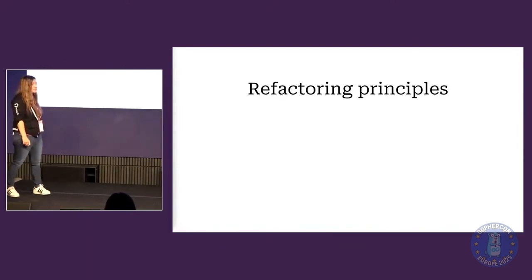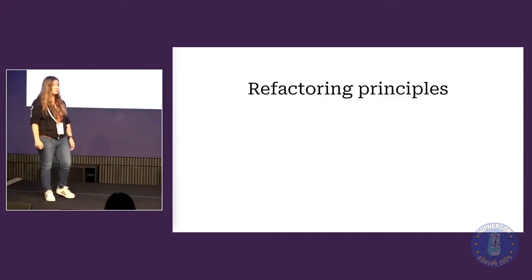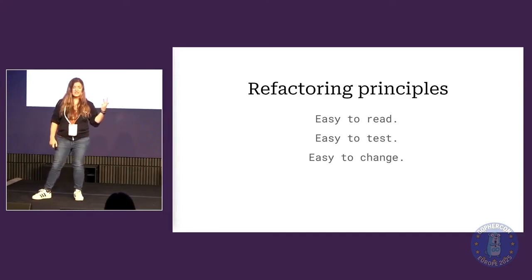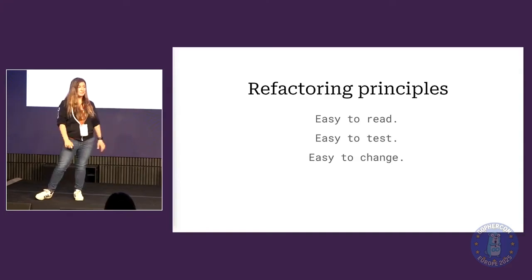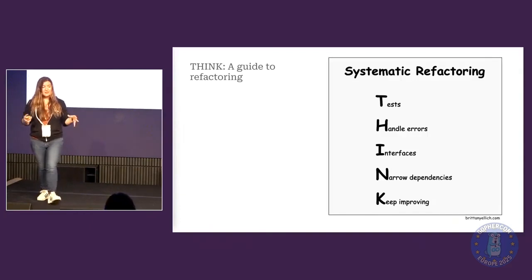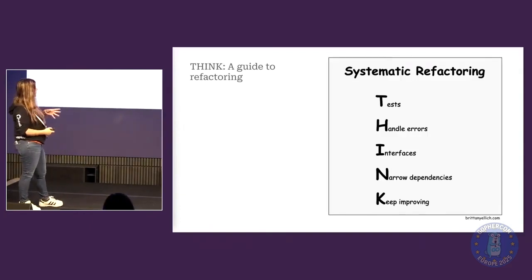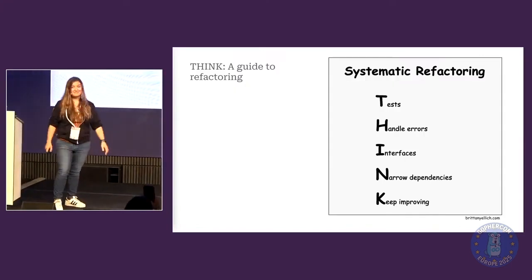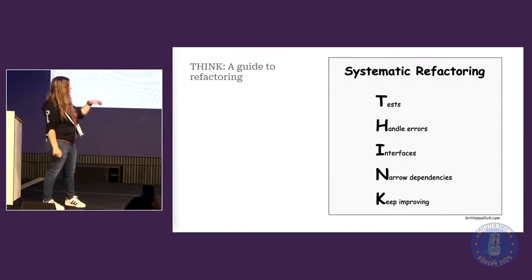First, here's a few principles that I like to follow for really any problem. I like to go for easy to read, easy to test, and easy to change. Using those principles, you can pretty much apply it to any problem you're working on. Here's the systematic guide. We've got a few different things you can do here. And somebody that I work with actually put it into this handy acronym. I didn't. He got it good.